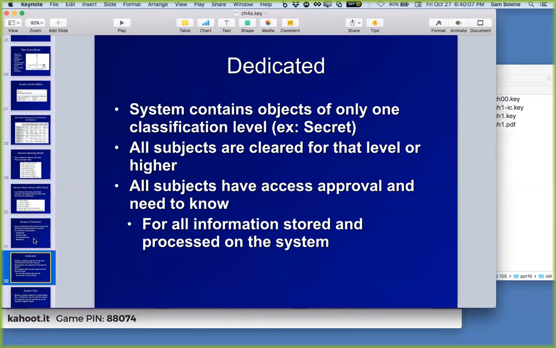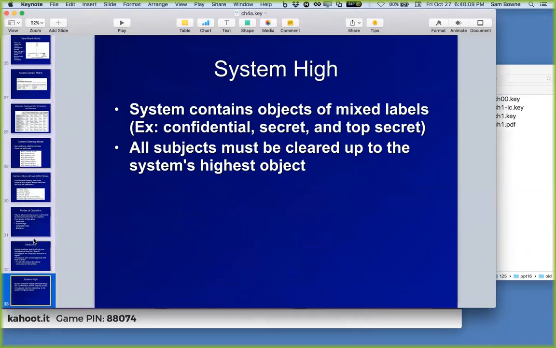So these other models actually do put multiple levels of security on the same machine and separate it in software. So here's the system high level, where you have mixed objects on the same machine, but you make sure that all the people are cleared to the highest level on the machine, so you don't have to trust the operating system to really protect your secrets.